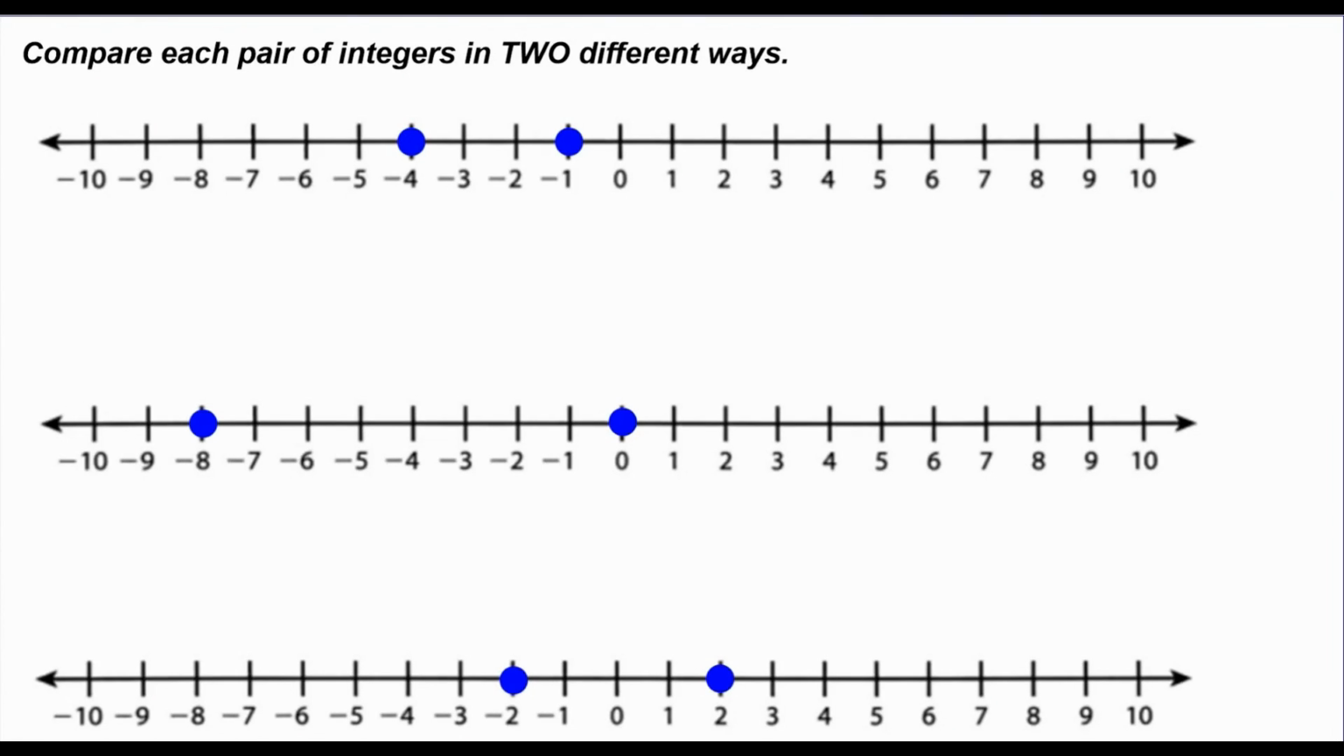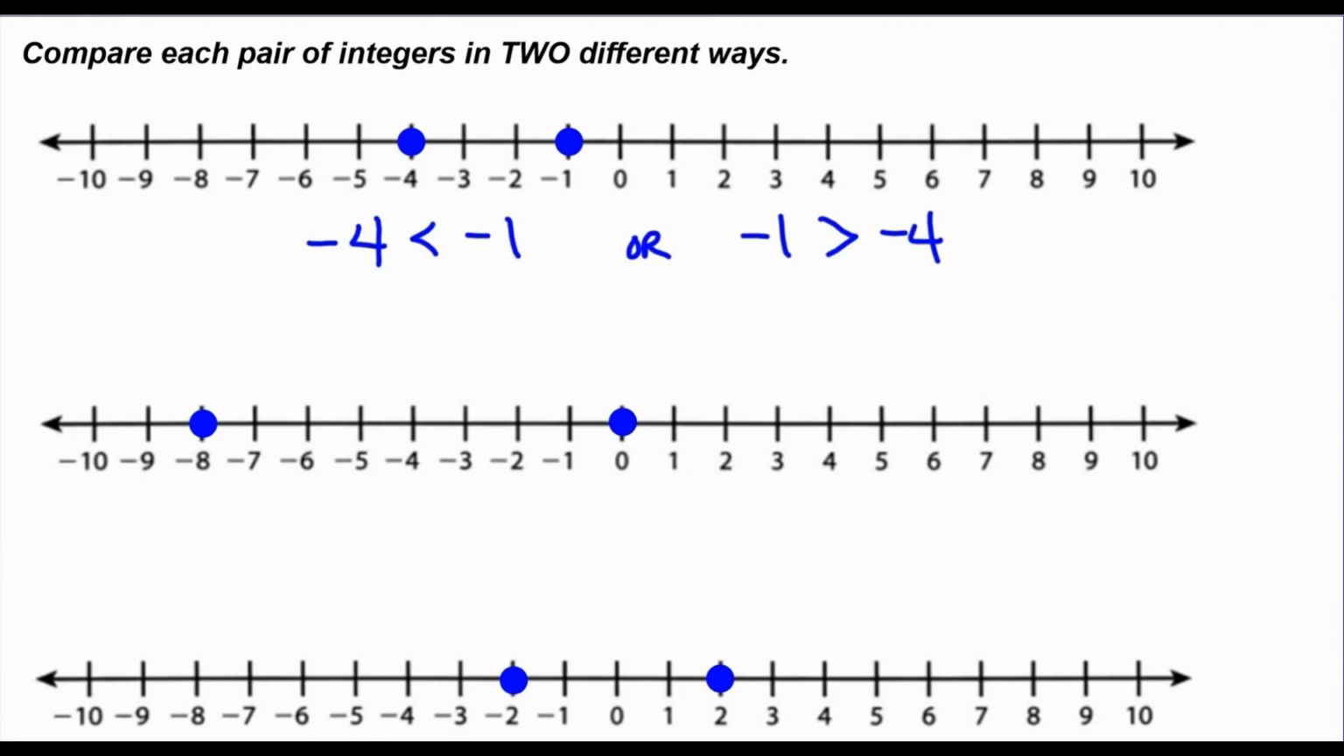Well, on this first number line, I have -4 and -1 graphed on the number line. Now, -4 is further to the left on the number line, so I could say that -4 is less than -1. So I could write that like this: -4 is less than -1. However, I could also say that -1 is further to the right on the number line, so -1 is greater than -4, so I could also write that. So I could say -1 is greater than -4. Both of these are two different ways to say essentially the same thing. We're comparing the values of these integers. So let's try it again on the next one.